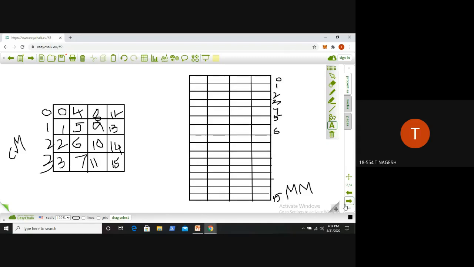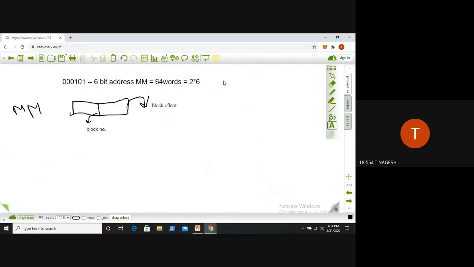So to represent the block offset, I need 2 bits. Why 2 bits? Because each block has 4 offsets, and 4 can be represented as 2 power 2. In this example, the block offset takes only 2 bits, whereas the remaining 4 bits take the block number.